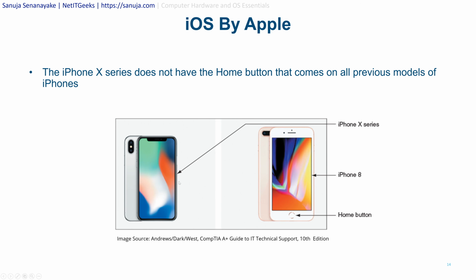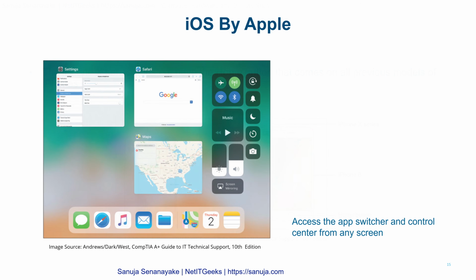And the newer ones have something called the Face ID, which is how the biometrics identification works with respect to newer versions of iOS. So here's how you access the app switcher and the control center from the screen, and you can see on this iPad that they are accessing that information by just pulling down the screen at the top.